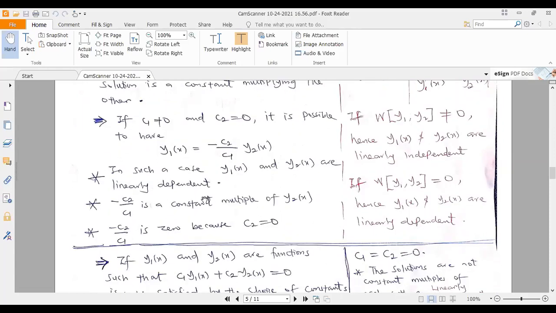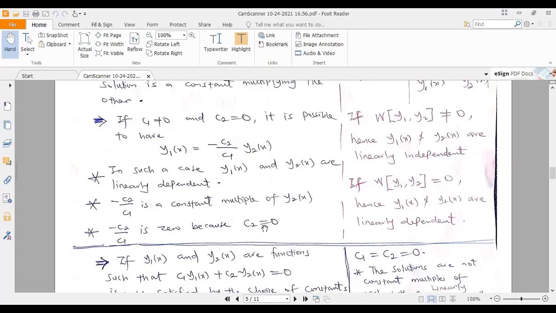Now, let me explain to you better now. In such a case, Y1, Y2 are dependent on one another. Let's look at it again. Minus C2 over C1 is a constant that is multiplying Y2. Are we together now? Then look at the third one. C2 is what? Is 0.